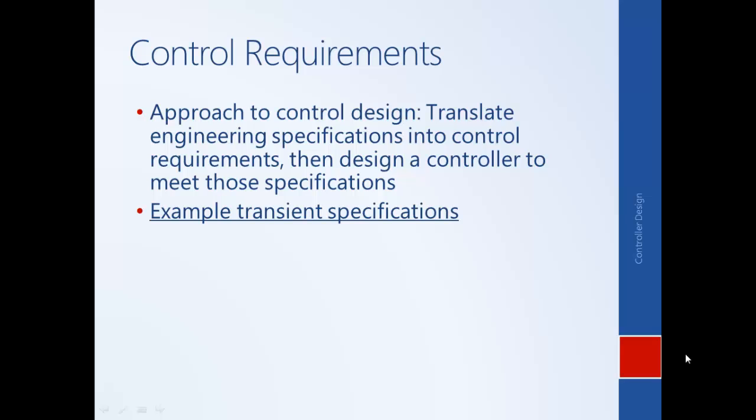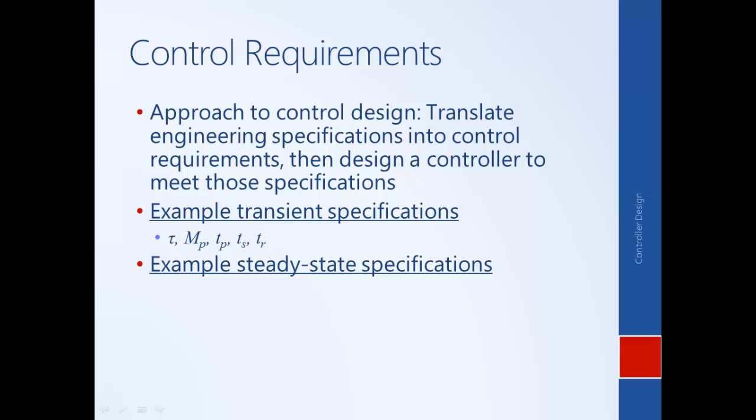Example specifications in terms of the transient performance of a control system often derive from the system's step response. So some of the things that we've discussed previously are things like time constant, which captures the speed of response of a system, in particular a first order system, overshoot, peak time, settle time, and rise time. And so these things capture the speed of response of the system, as well as the amount of oscillation in the system and how quickly that oscillation damps out.